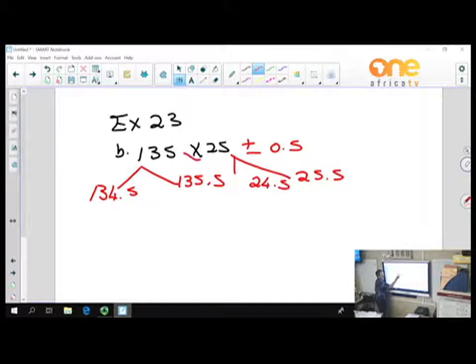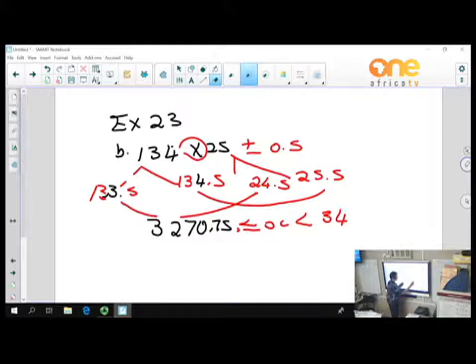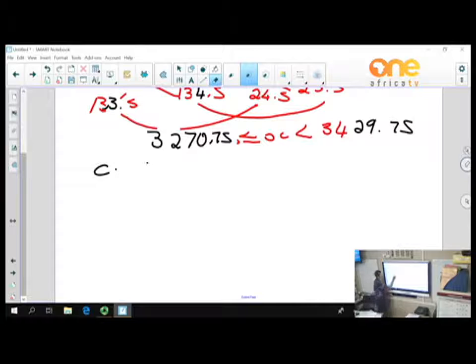So because it is multiplication this time, it's still lower, lower, upper, upper. So the upper bound here is 134.5 and the lower is 133.5. So now let's try again to get the answers. 133.5 times 24.5, lower, which is then 3270.75. And then upper, 134.5 times 25.5 is equal to the one that we had, 3429.75.